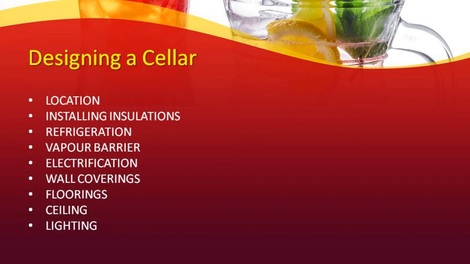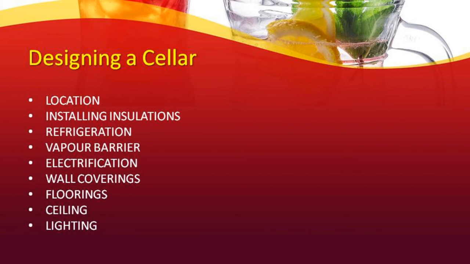Installing insulation. The designated area should be well insulated with the help of chemicals, sprays, or any other materials, as this is an essential requirement for a healthy cellar. Refrigeration. The proposed system of refrigeration should be chosen in the beginning itself, as this will eliminate the possibility of leaving behind any cracks during the finishing stages. It can be a ducted air handler, a ductless split, or a self-contained cooling unit.